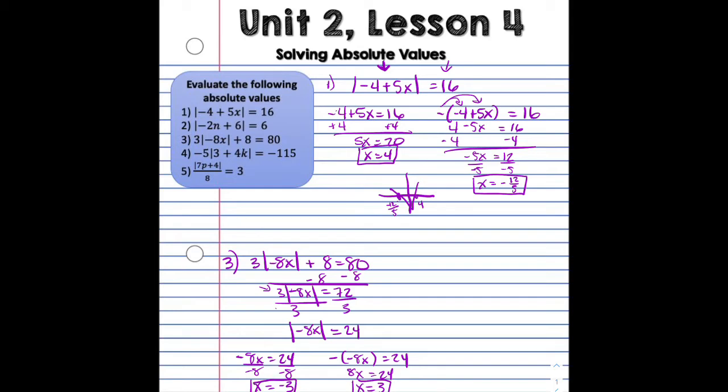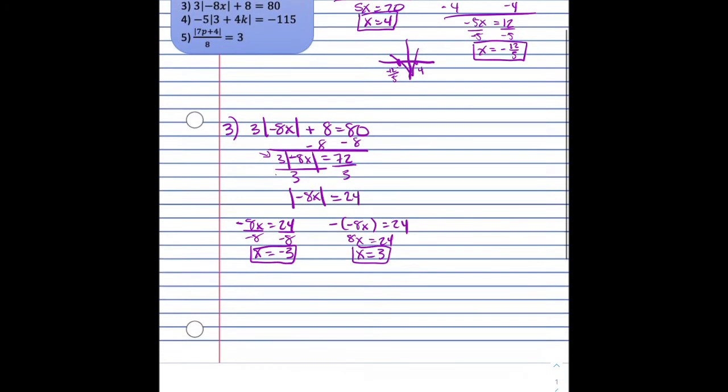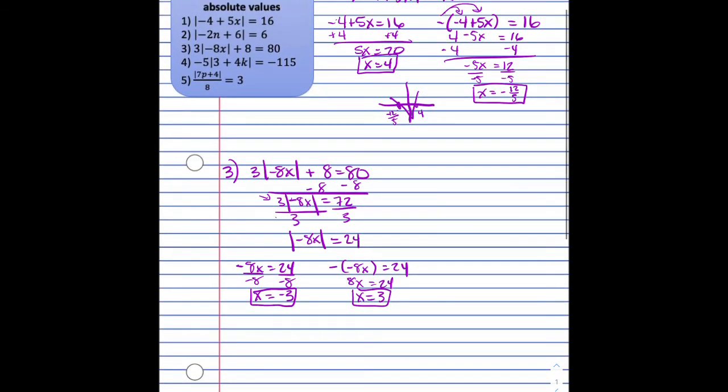So these are my two options. This is where I'm going to cross the x-axis. My two answers. All right, and then I think we can handle number 4. And let's look at number 5.